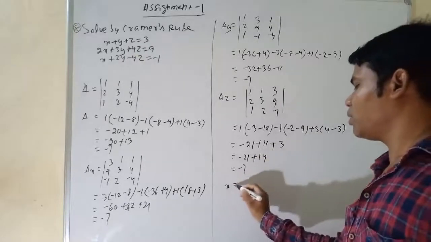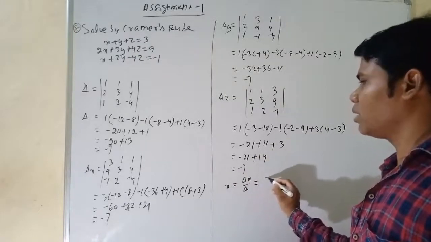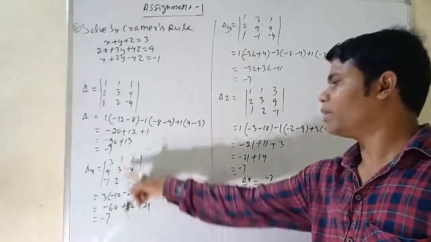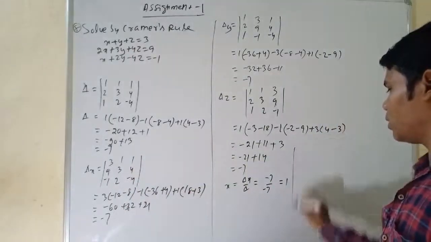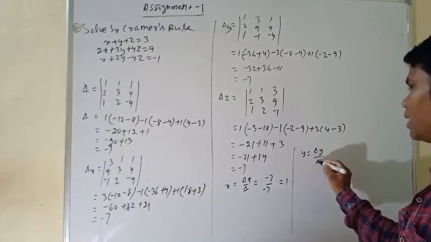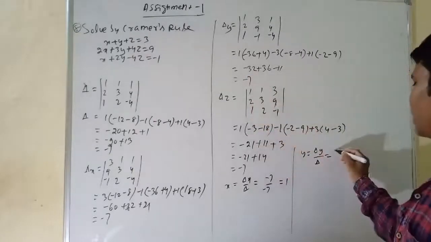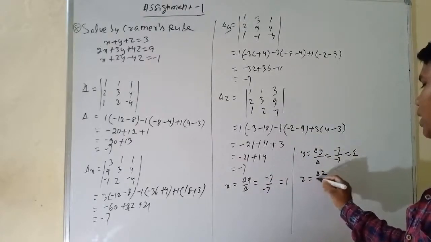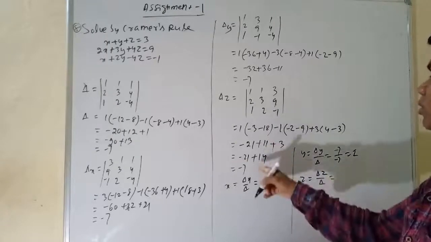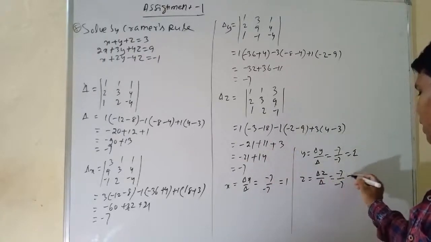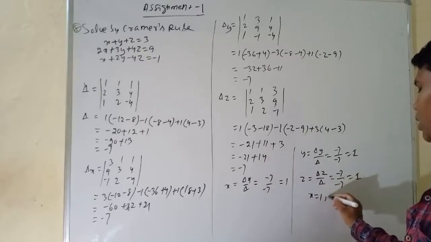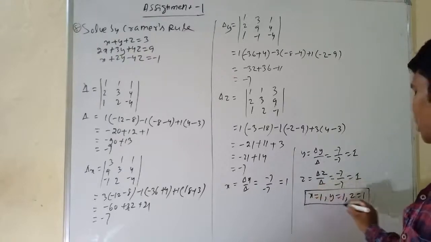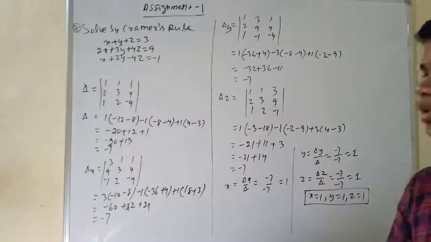Okay, x is equal to del x by del, which is minus 7 by minus 7. You see, del x is equal to minus 7, del is equal to minus 7, so x is 1. y is equal to del y by del, is minus 7 by minus 7, is equal to 1. z is equal to del z by del, is minus 7 by minus 7, is equal to 1. That means x is equal to 1, y is equal to 1, z is equal to 1 is the solution. Okay, pause the video, note it down.